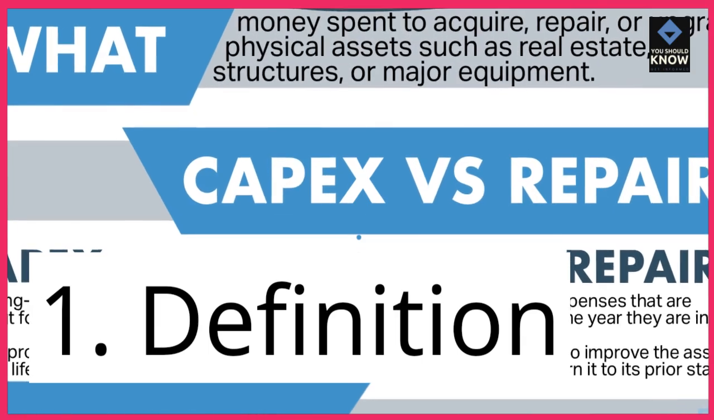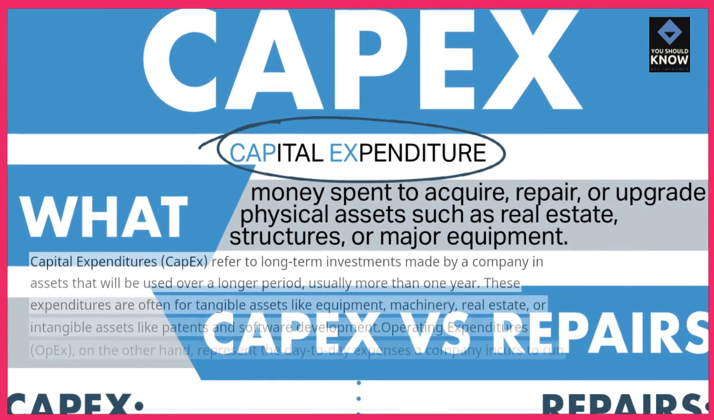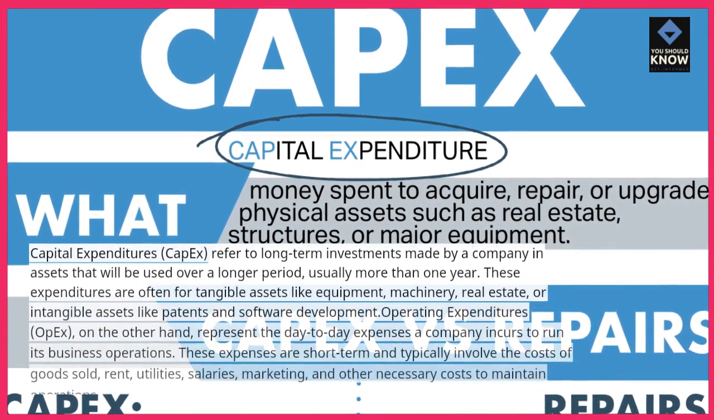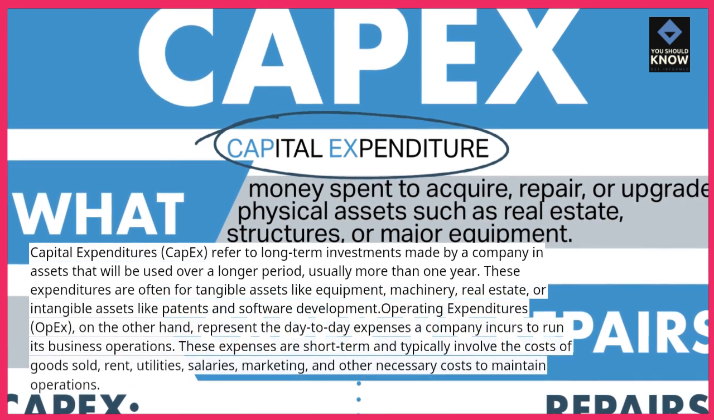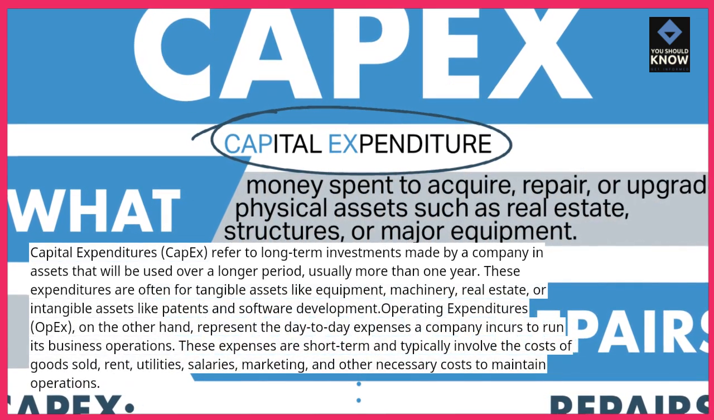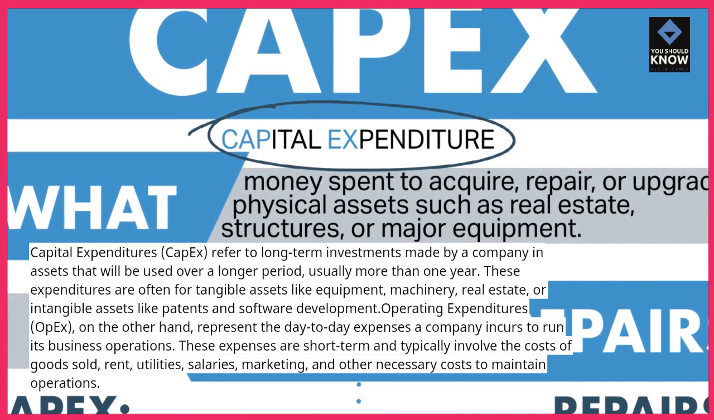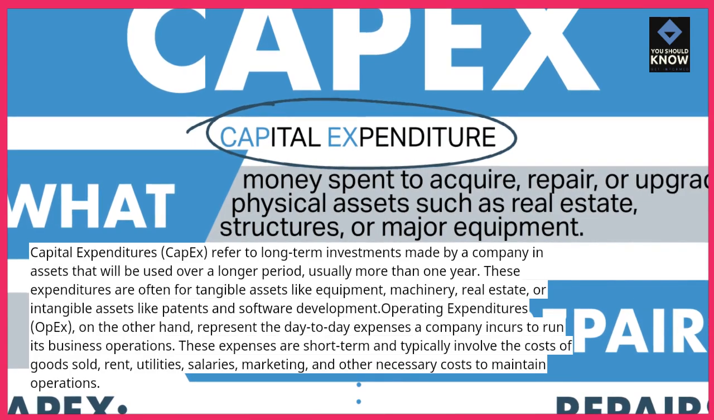1. Definition. Capital expenditures, CapEx, refer to long-term investments made by a company in assets that will be used over a longer period, usually more than 1 year. These expenditures are often for tangible assets like equipment, machinery, real estate, or intangible assets like patents and software development.